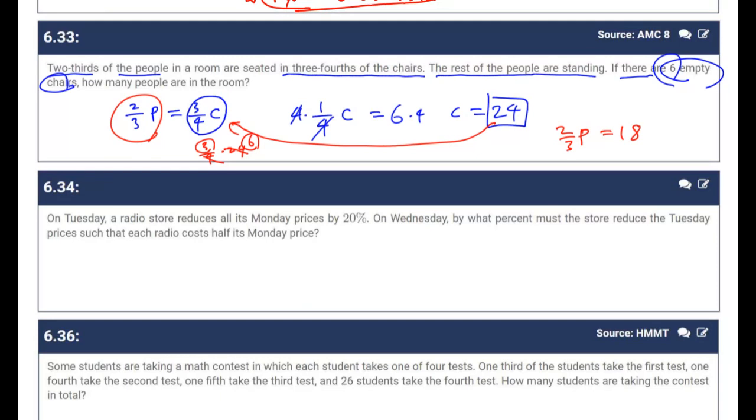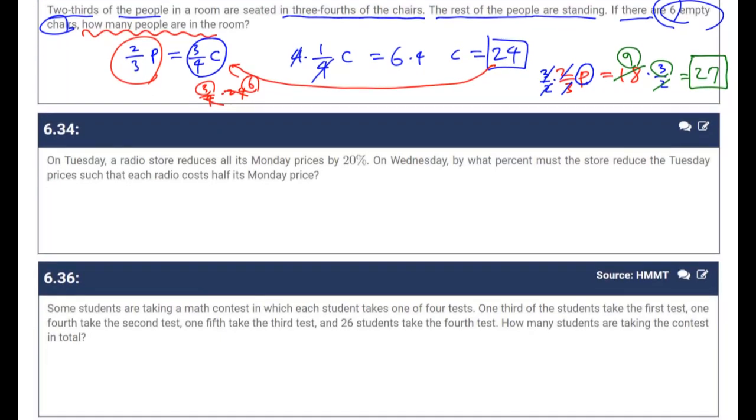And the final question is, how many people are in the room? So we need to find P alone. And again, that's the reciprocal, 3/2. The same number multiplied here, and that will be gone. That's why we multiply by the reciprocal, right? And the right side will be 2 goes into 18, 9 times 3 is 27. That is the P value, which is the number of people in the room.